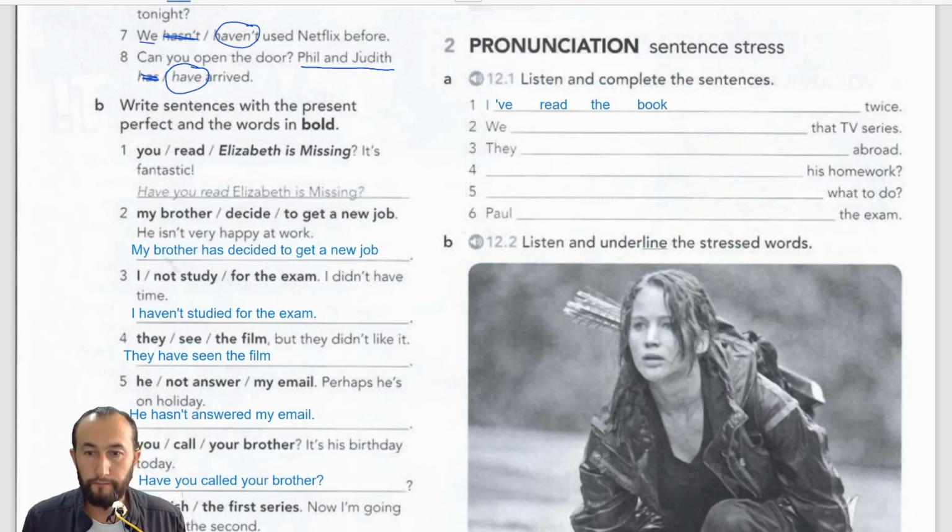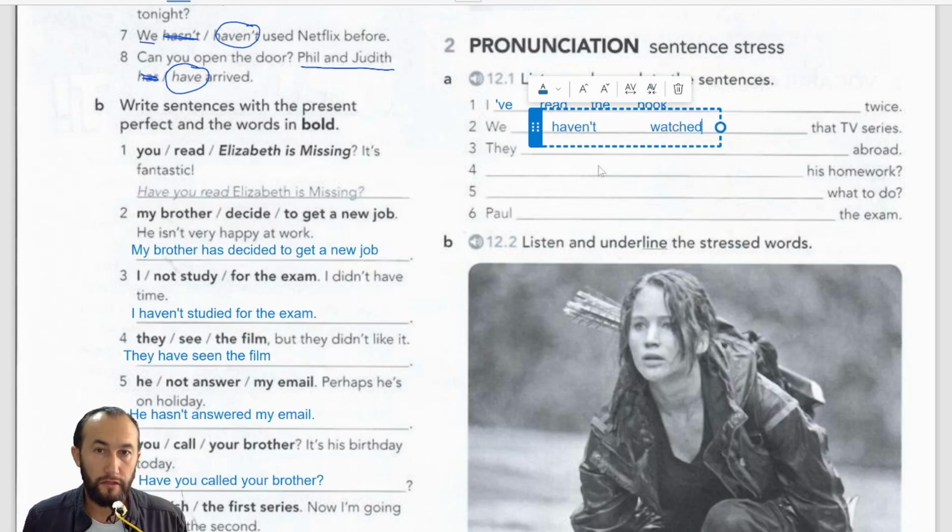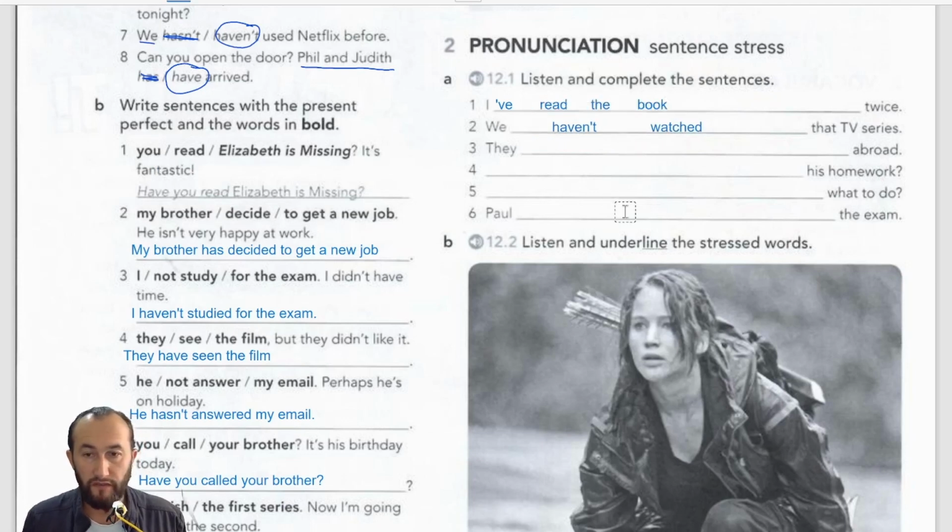Number 2. We haven't watched that TV series. We haven't watched that TV series. That TV series is here. So we haven't watched. We haven't watched that TV series.